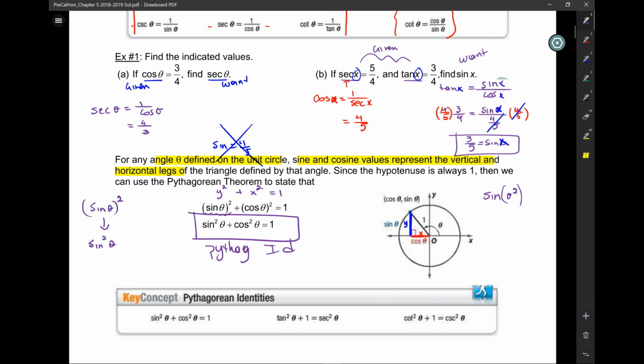If I ever tap you on the shoulder and I ask you, what's the first Pythagorean identity? Sine squared x plus cosine squared x is equal to 1. Okay? Does this make sense?